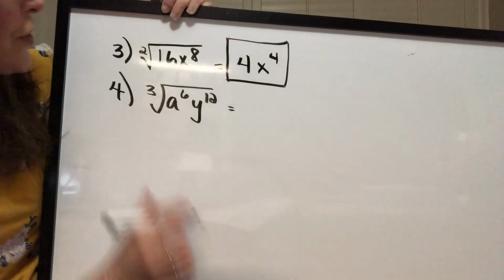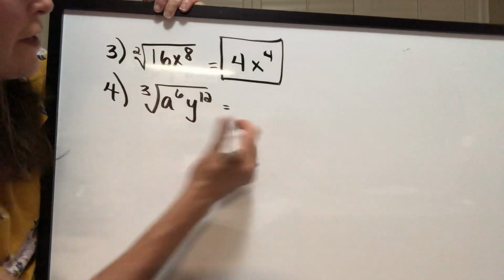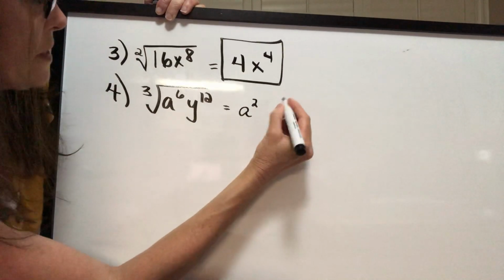Anyway, all right, so you're going to divide these exponents by the number 3. So 6 divided by 3 will be 2, so a squared, and 12 divided by 3 is 4.